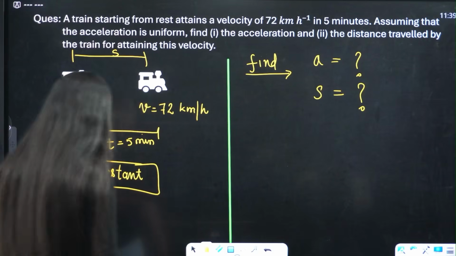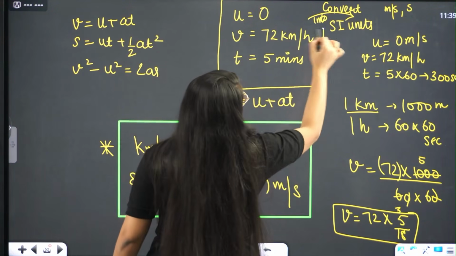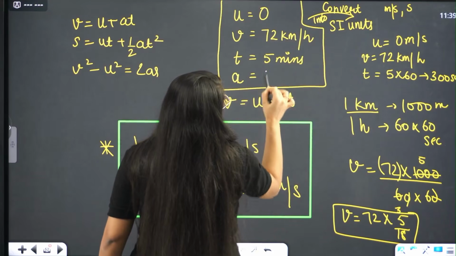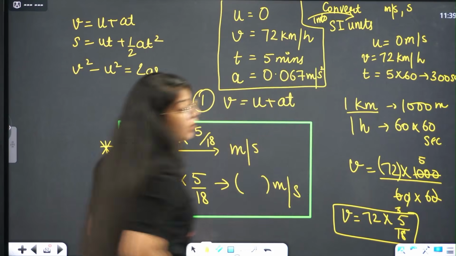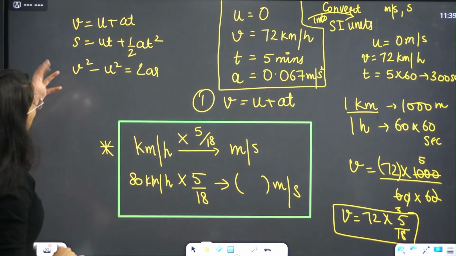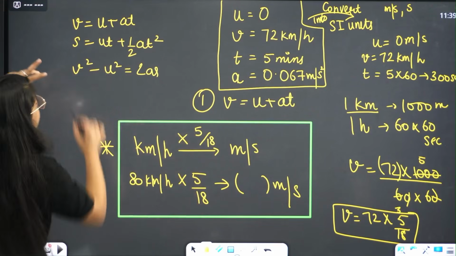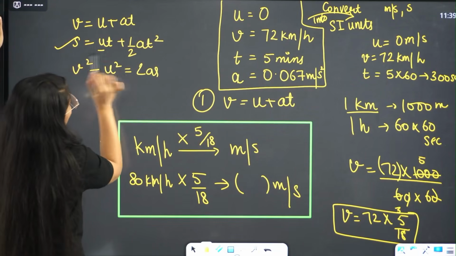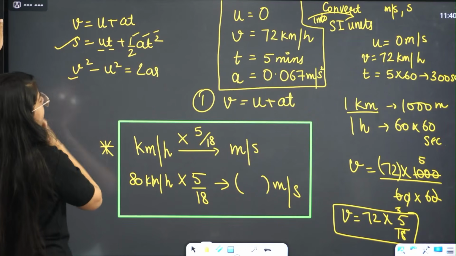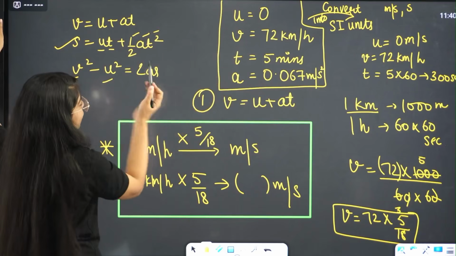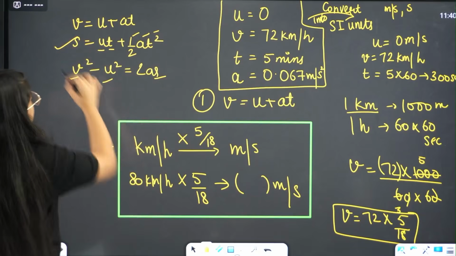Now let's again go back to the equation. Now I have all these things, but now I also have acceleration, which is 0.067 meter per second square. Now what can I find? I have to find S. This equation I can also use. I have U, I have T, I have half A T square. I have V, I have U, I have A. In these two you can use any. Let's just use the second one.